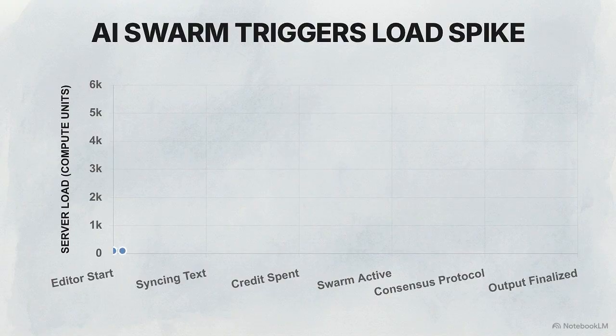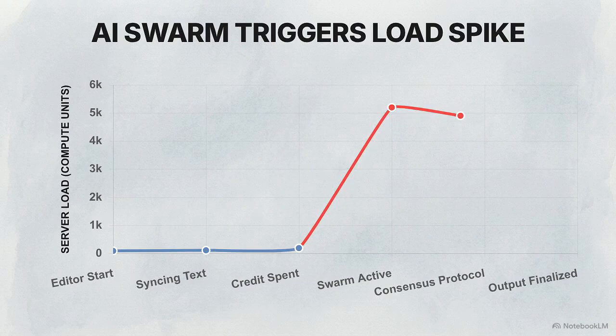This server load chart explains why. A flat baseline covers the manual editor, followed by a massive vertical spike. This peak maps to the heavy API compute required to deploy the AI swarm. Because this expenditure is non-recoverable, we enforce a strict no-refund policy.